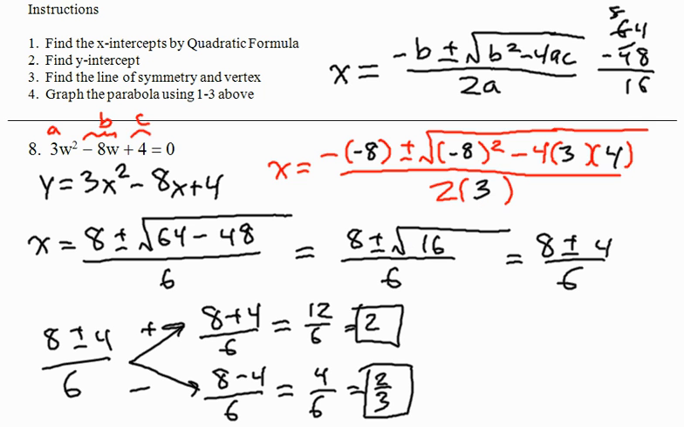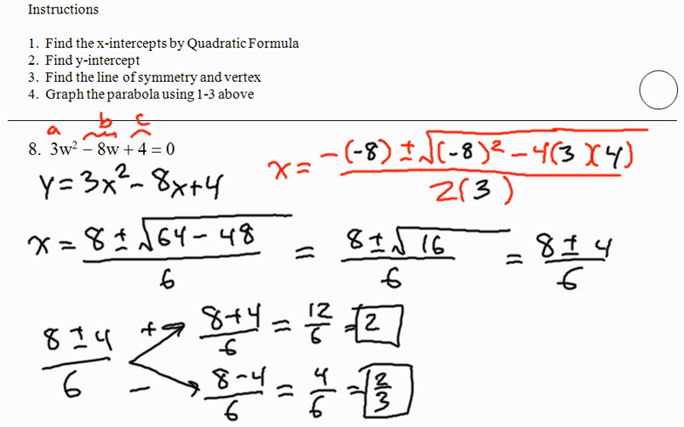Let me get my eraser out and erase stuff we don't need here. But our x-intercepts in their official forms are (2, 0) and (2/3, 0). Those are our x-intercepts. Let me go ahead and erase this work.